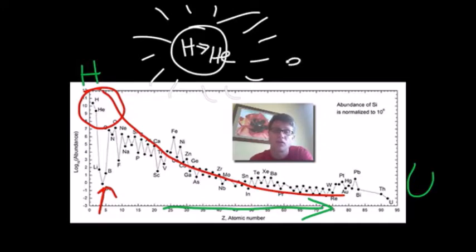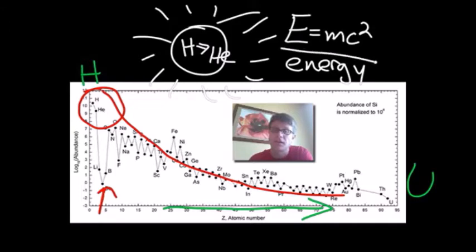That gives off a huge amount of energy. If you've heard of this before, E equals mc squared. This is Einstein's equation that relates energy and mass. And the cool thing about it is when we convert hydrogen to helium, we actually lose a little bit of mass. But where does that mass go? That mass is converted to energy. That's the energy that's given by the sun in this room.